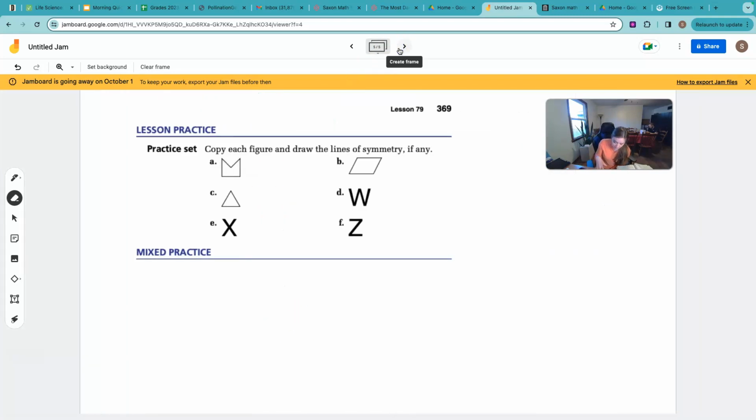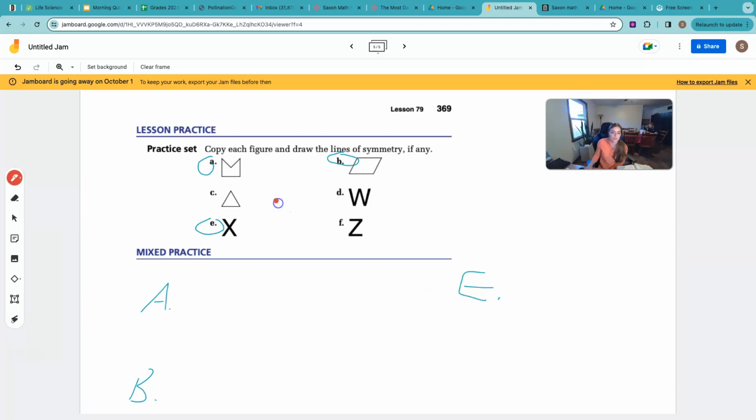Okay, it is now time for the lesson practice. Copy each figure and draw the lines of symmetry, if any. I would like you to go ahead and complete A, B, and E, basically the same letters in your brother's name, Abe. A, B, E. Come back to this video when you're finished and check your answers.